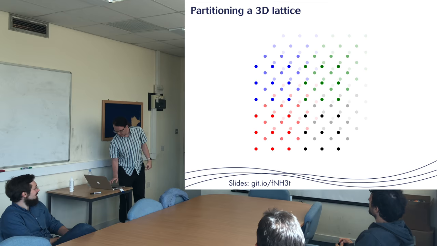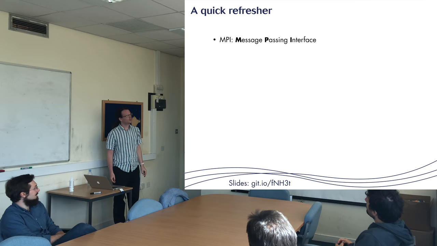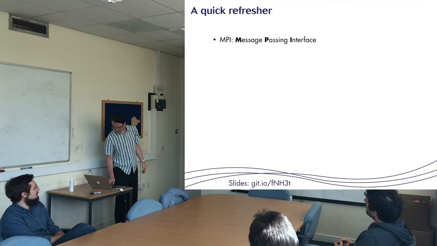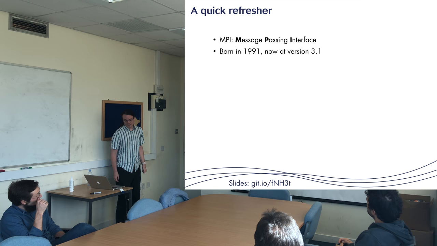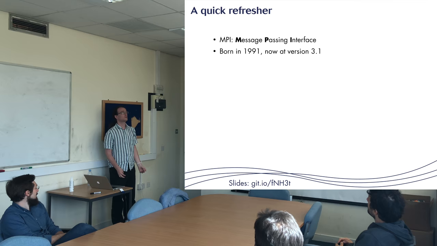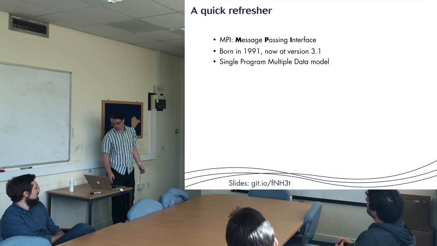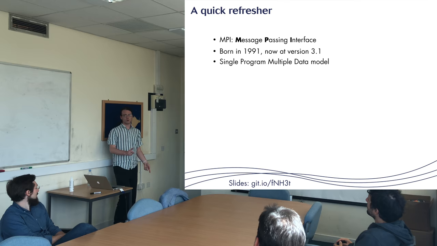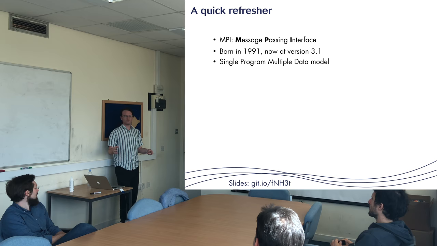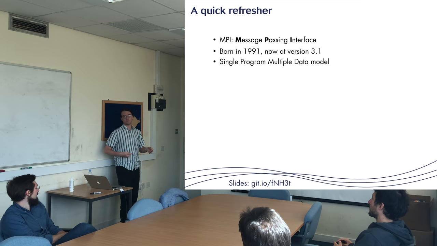So, moving on, a quick reminder of what MPI is, in case anyone has forgotten or hasn't encountered it before. When I wrote the talk, I didn't know who was going to be in the room. It's the message passing interface, so it's an interface that passes messages in order to do things in parallel. It was born in 1991, it's currently at version 3.1, and it follows what's called a single program multiple data model. So you write one program, you compile it, and it runs however many times you like, and the only thing that differs is the data. And so the program will follow different branches depending on what that data is. Ultimately, it's the same source code.